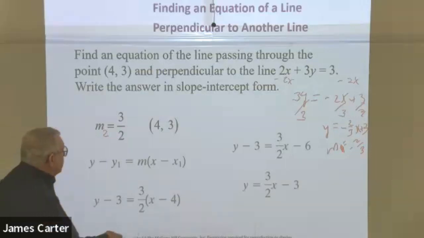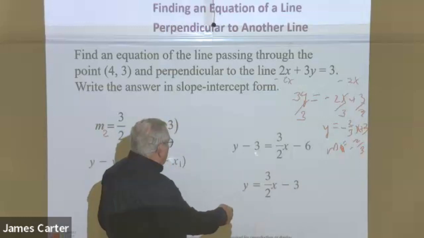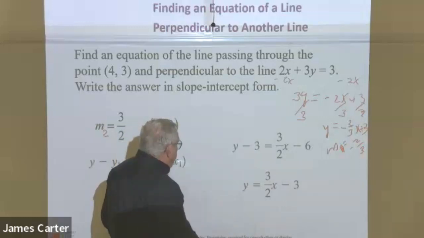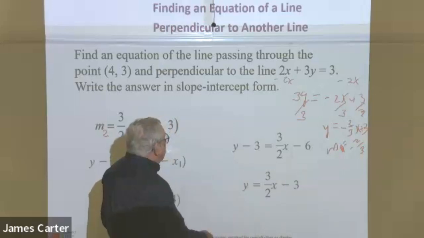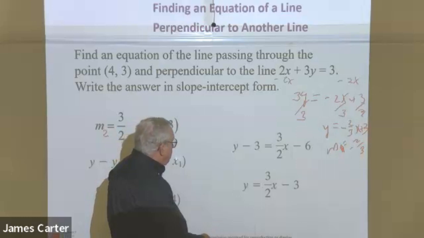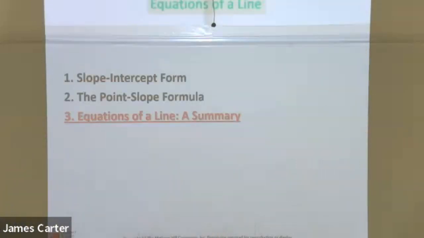Now, in this case, we got that. We're going to take the 3 over to the other side. Here's the equation of my new line. This line and the other line are indeed perpendicular. Okay.